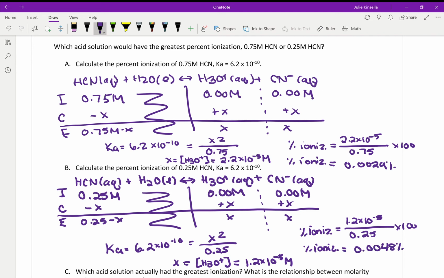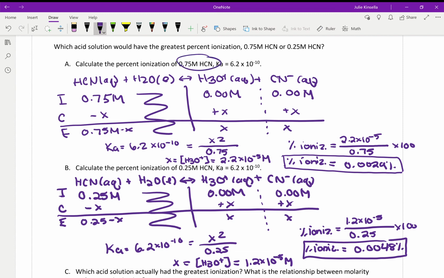0.0048%. So if we compare those two, in terms of the amount of hydronium divided by the initial concentration times 100, even though there's less hydronium at the lower concentration, you actually end up calculating a higher percent ionization. So if we originally just had 0.75 hydrogen cyanide as our weak acid, one way to increase the percent ionization would be to dilute it to a lower concentration, which would cause the percent ionization to increase.